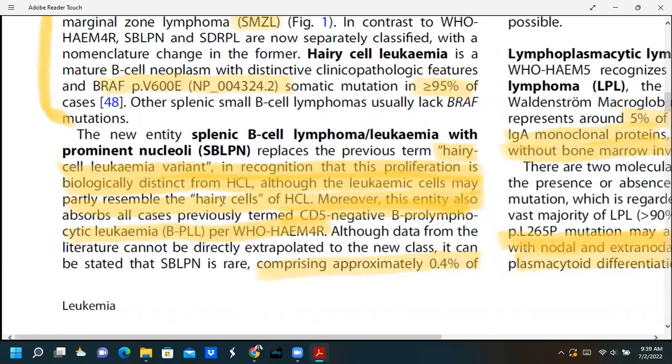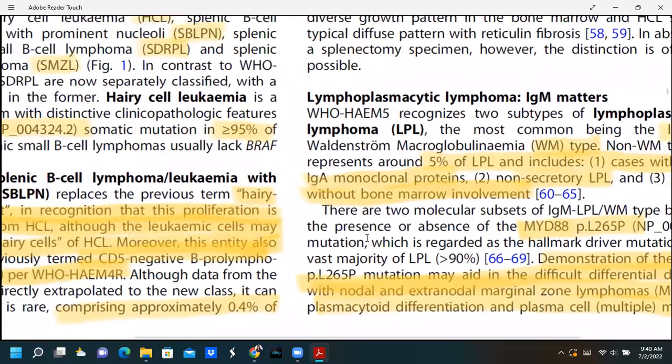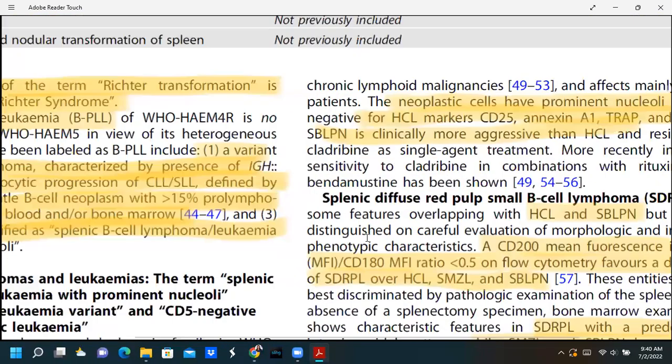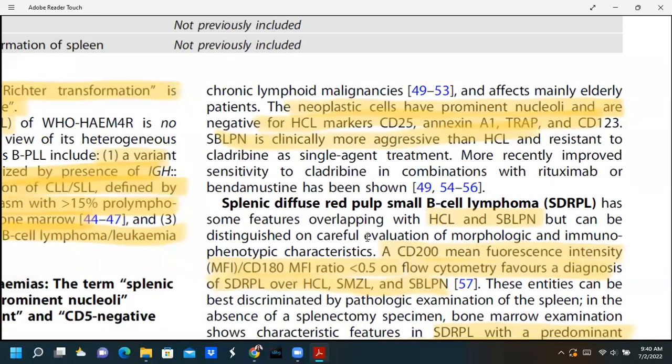And so now this entity is also engulfing all the CD5 negative B cell prolymphocytic leukemia per the WHO. Although data from literature cannot be extrapolated to the new class, it can be stated that the prominent nucleoli category is rare. So basically this entity is still rare anyway, and this will be 0.4% of all chronic lymphoid malignancies. So this prominent nucleoli category, they will be negative for the hairy cell markers, like CD25. This was the original hairy cell leukemia variant, that the variant was very different and was negative for the hairy cell markers.